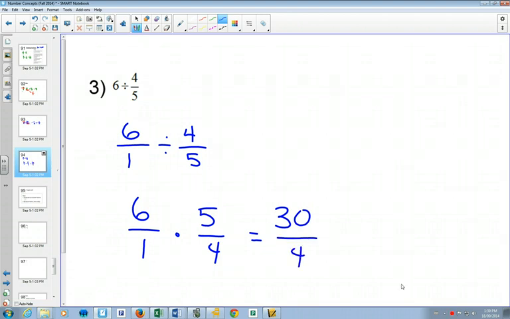Can 30 over 4 be simplified? Is there a number that divides them both? Divide them both by 2, so then I get 15 over 2. Can I simplify 15 over 2? No. So we're done. And you could leave it as 15 over 2. Or if you wanted to write this as a mixed fraction, how many full 2's are there before you get to 15? 7 full ones. And how many would be left? So this is the same as 7 1/2. One more example.